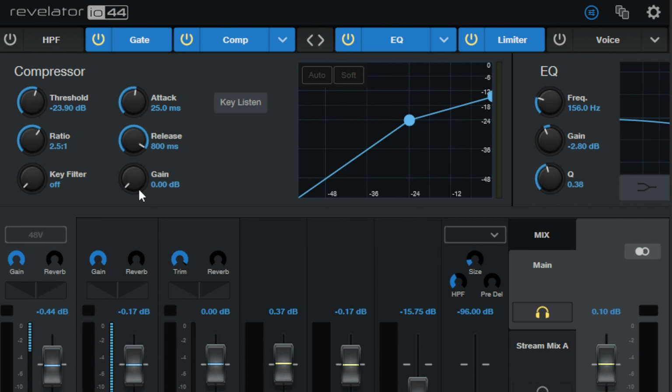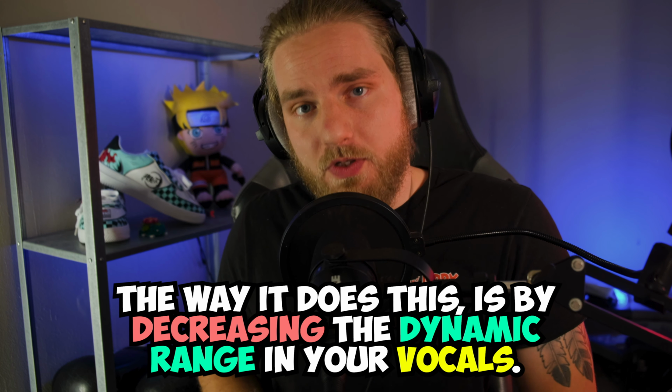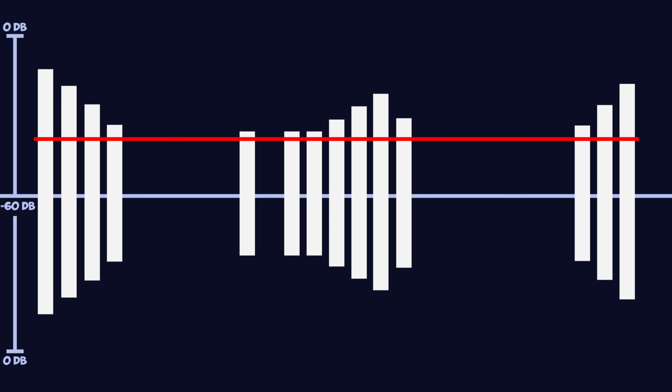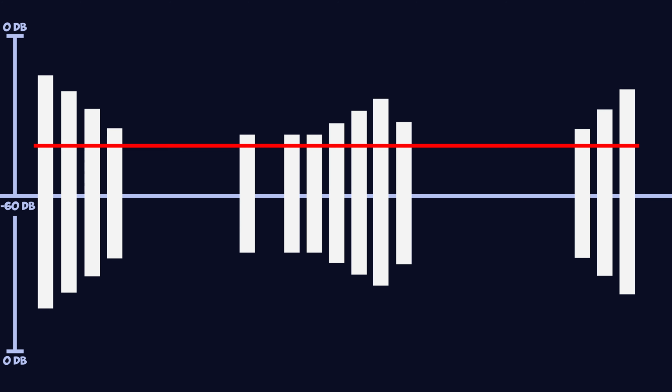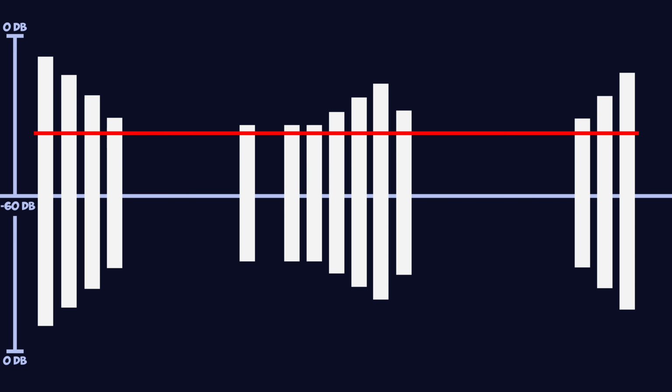In order to get a consistent volume from your microphone while streaming, you need to use compression. The compressor will bring your voice to the front of the mix while simultaneously suppressing your loudest moments. The way it does this is by decreasing the dynamic range in your vocals. The dynamic range is essentially the distance between the loudest and quietest moments in your audio signal. Compression all starts with the threshold setting, which can be looked at as the starting place for the compressor. The lower the threshold, the more compression will get applied. The higher the threshold, the less compression will be applied.